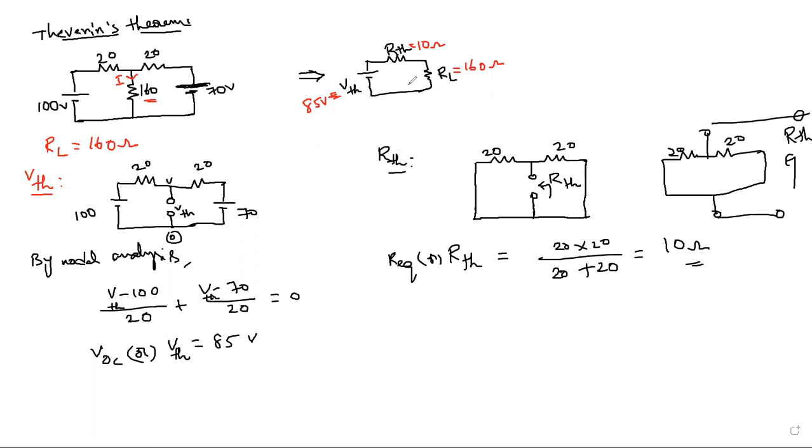Now what they are asking: current passing through the 160 ohm resistor. So that means this current, because these two are in series, RTH and RL. So in series the current remains the same. Shall I call this the load current, or current passing through your 160 ohm resistor, equal to total voltage by resistance. So total voltage is nothing but your VTH by RTH plus RL. So your VTH value 85 divided by 10 plus 160.